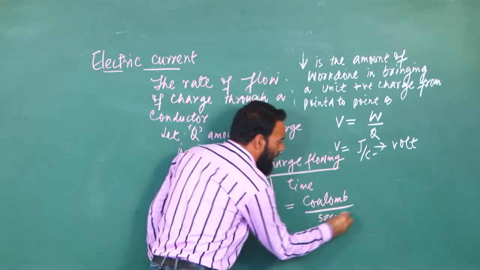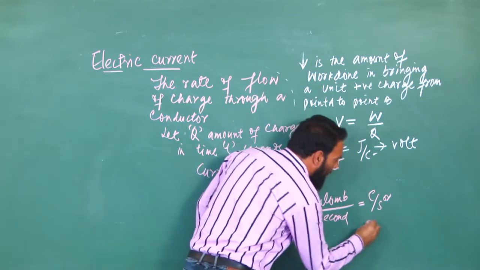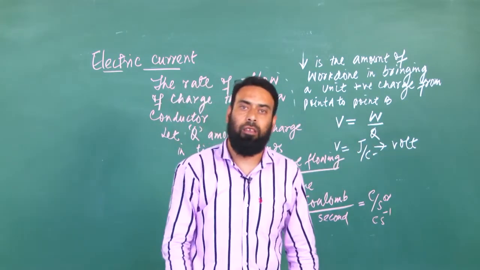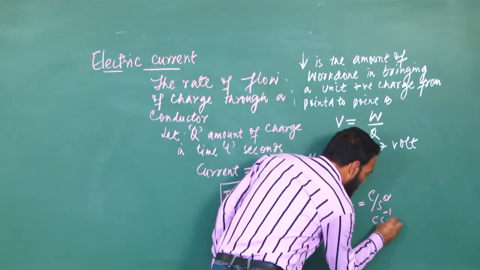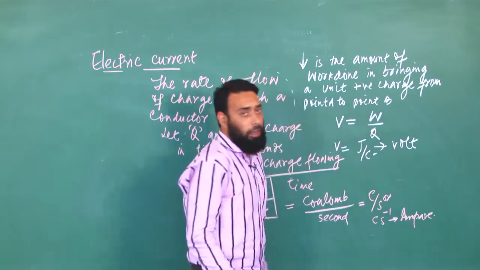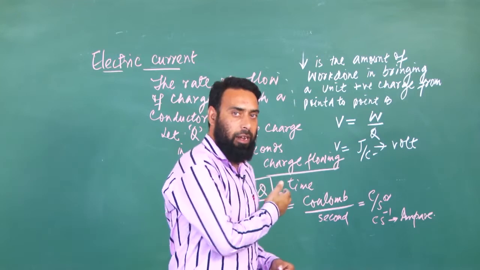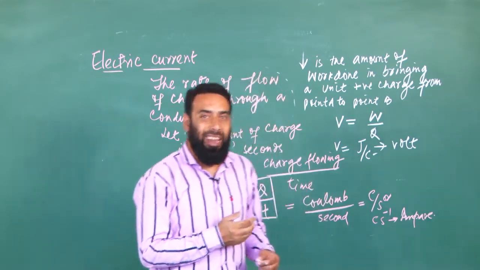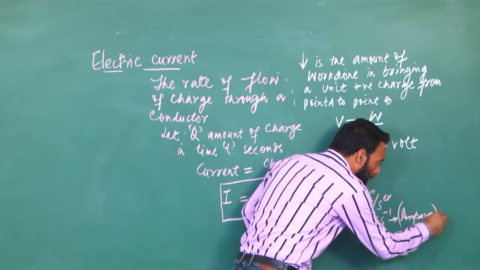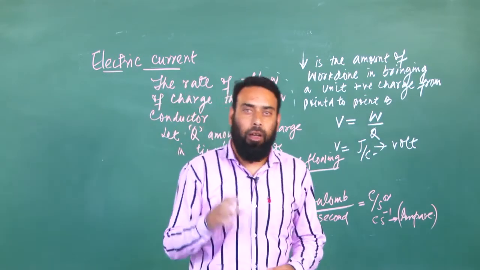So coulomb per second, we can represent it like this, coulomb per second. This coulomb per second is also known as ampere. So ampere is the name of the SI unit of current, and it is named after Andre-Marie Ampere, in order to honor that French scientist.